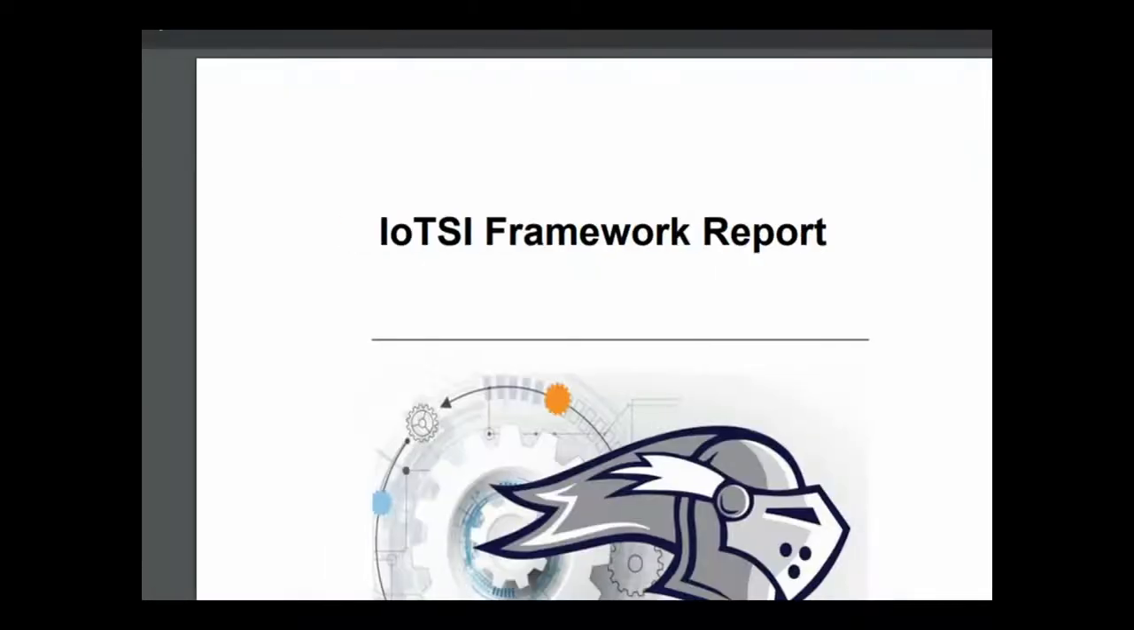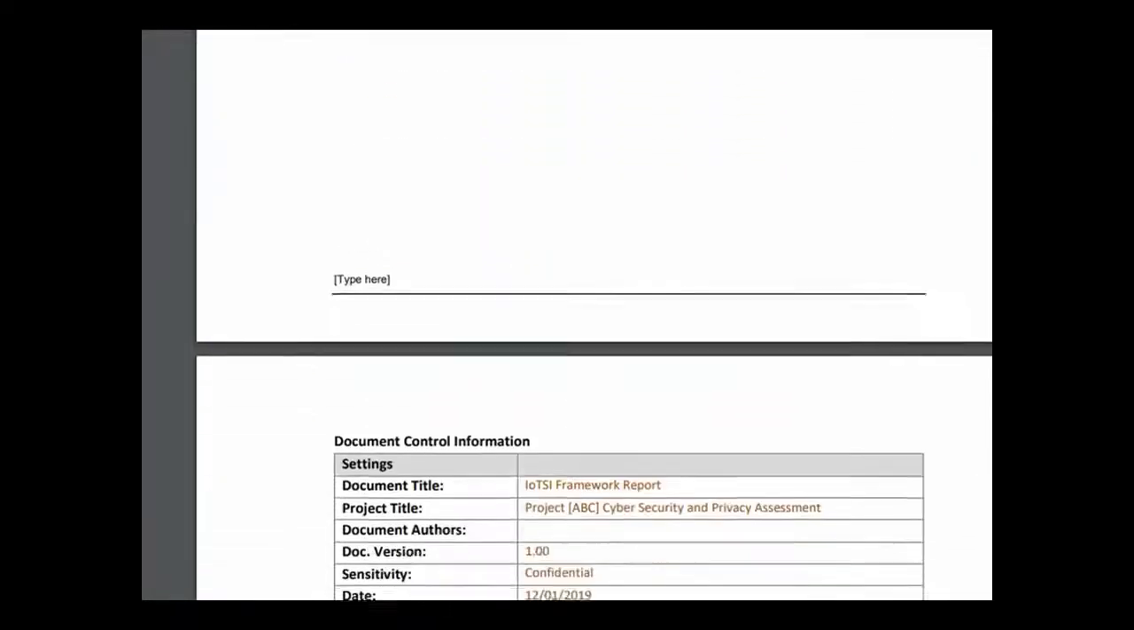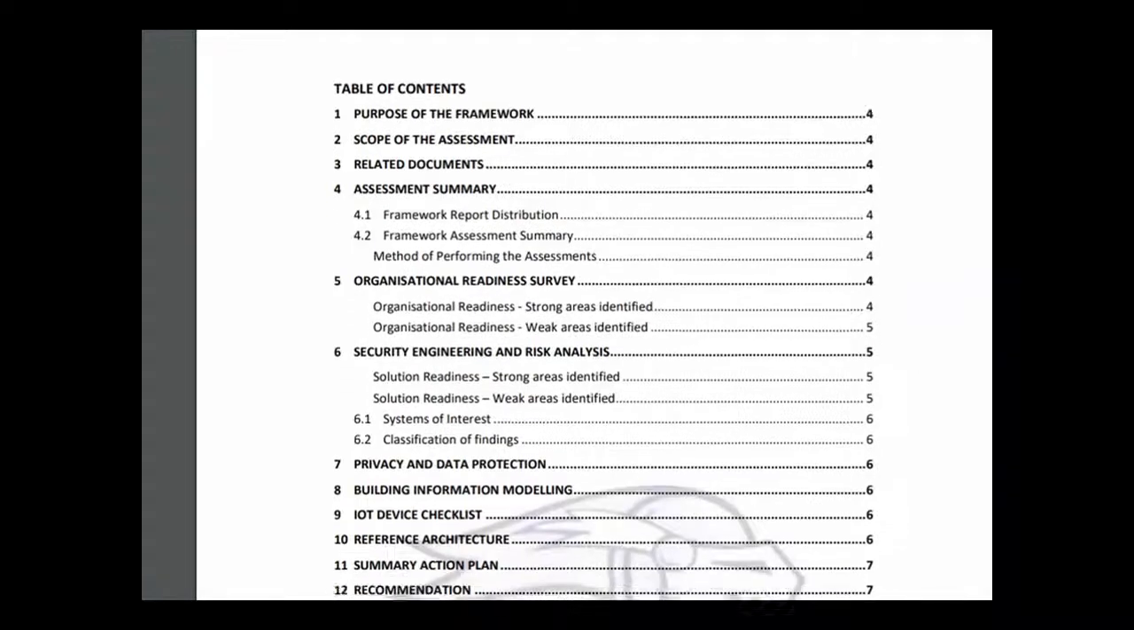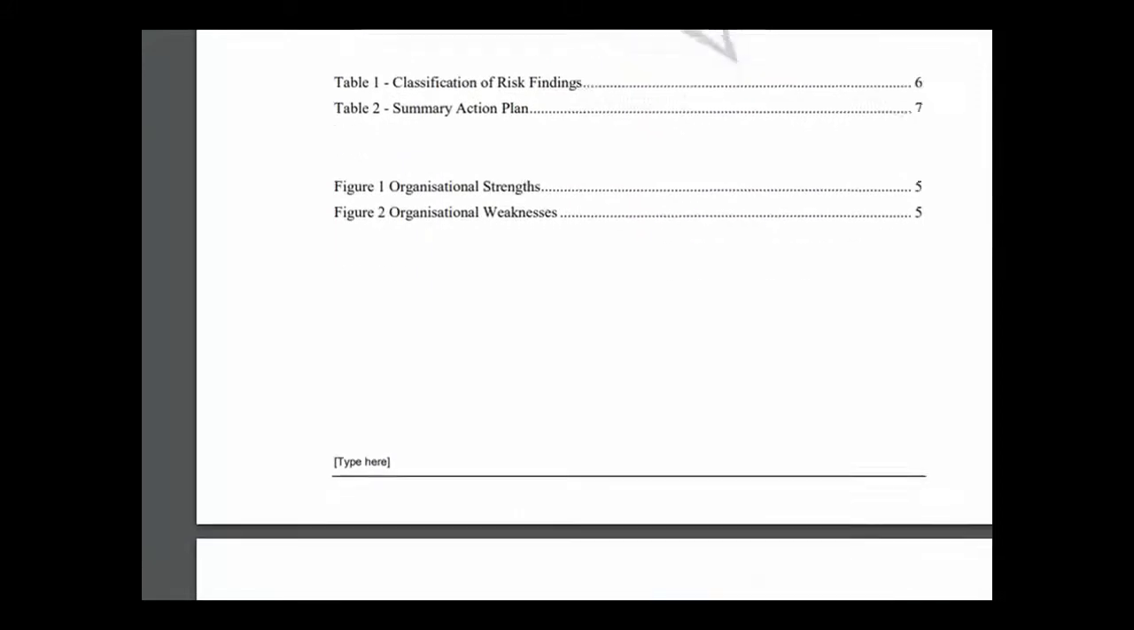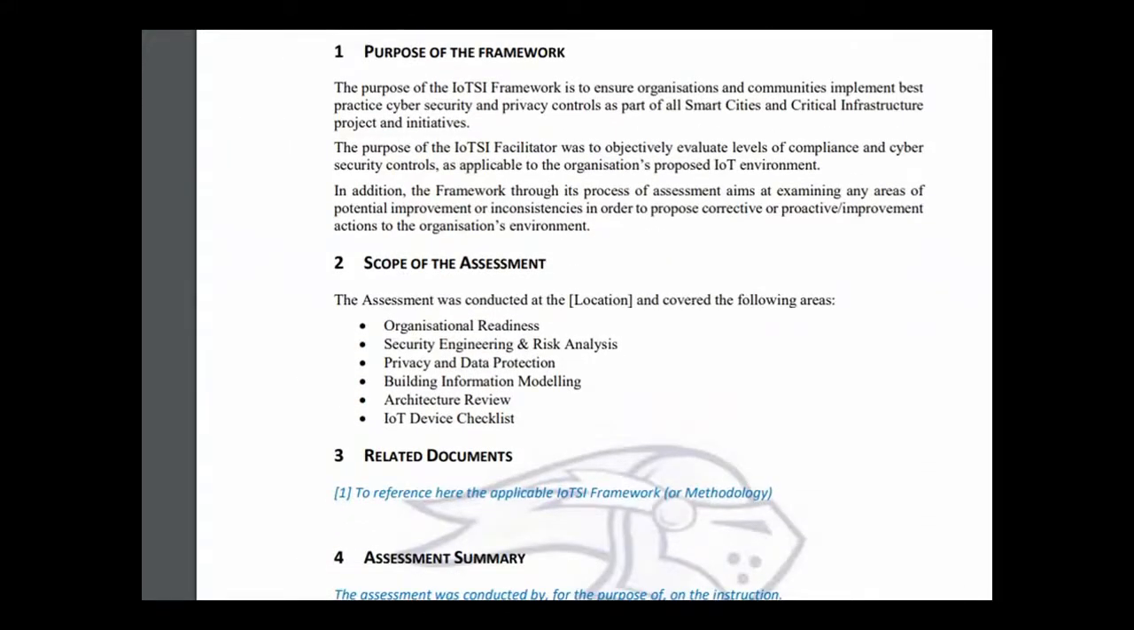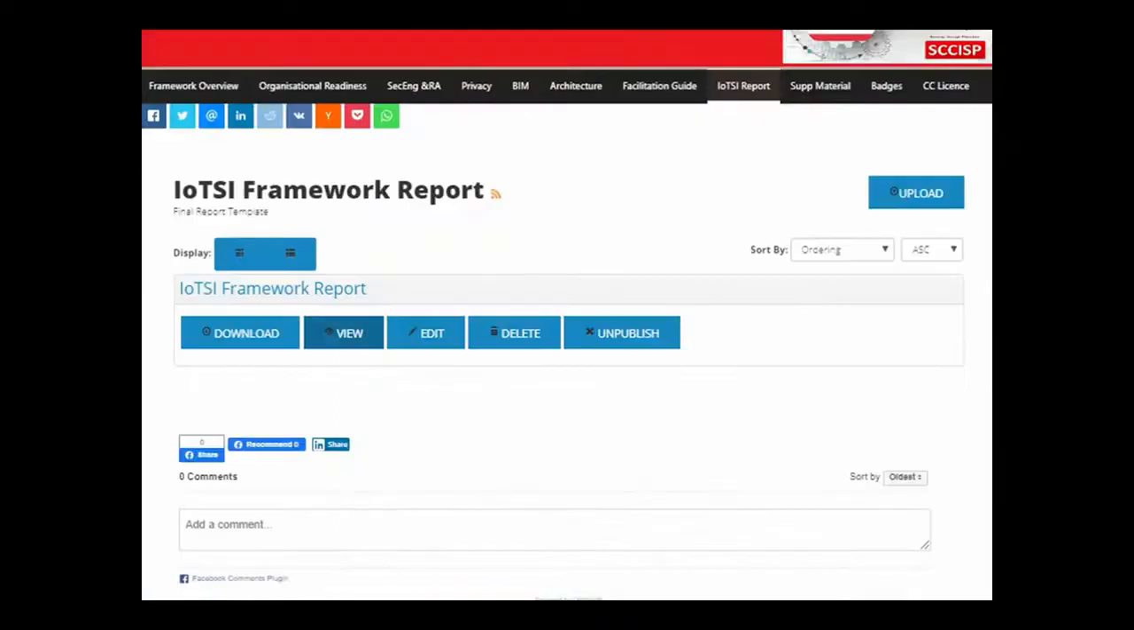IoT-SI Framework Report. The purpose of the IoT-SI framework is to ensure organizations and communities implement best practice cybersecurity and privacy controls as part of all smart cities and critical infrastructure projects and initiatives. The purpose of the IoT-SI facilitator is to objectively evaluate levels of compliance and cybersecurity controls, as applicable to the organization's proposed IoT environment. In addition, the framework, through its process of assessment, aims at examining any areas of potential improvement or inconsistencies in order to propose corrective or proactive improvement actions to the organization's environment.